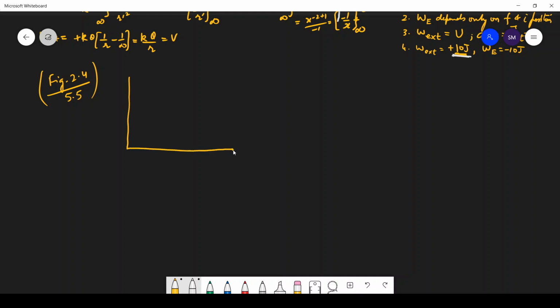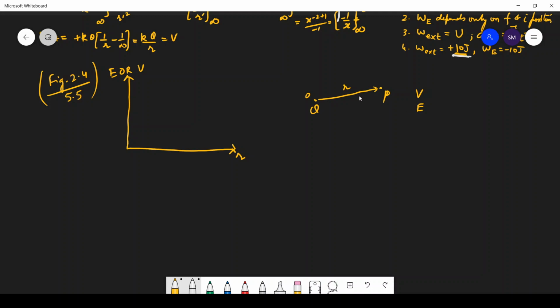This is the x-axis and y-axis. So this is your R, and here you have E or V. Now you have this charge Q at origin, and this is point P, which is at a distance R. At this point, what is the potential? What is the electric field at this point?